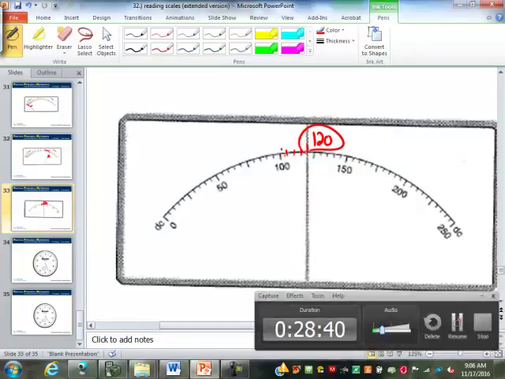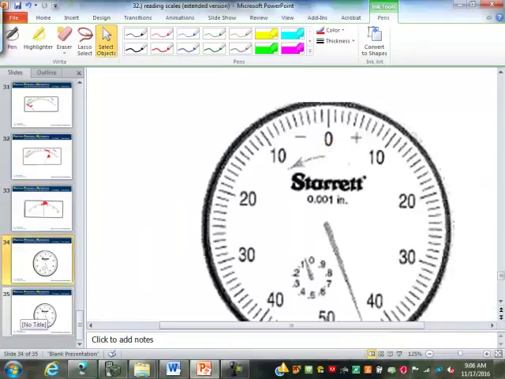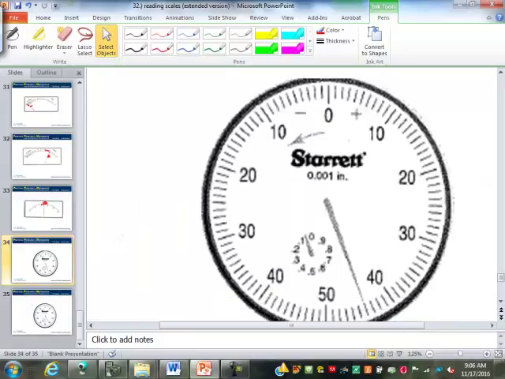Simple as that. So now this one, the first thing we have to do is identify inch or millimeter. Inch. And it's negative. It's negative 0.0, 50, 4, 5, 6. You are correct. 56. So negative 0.056.